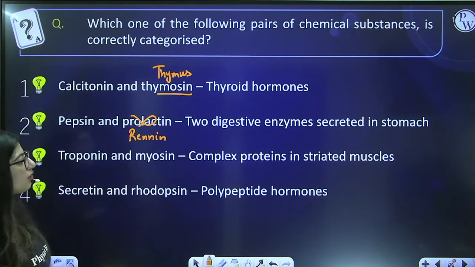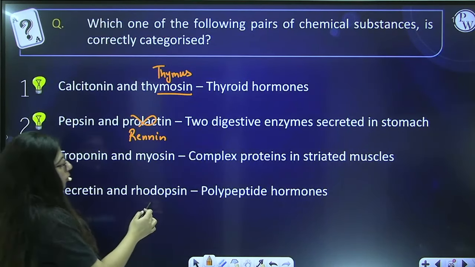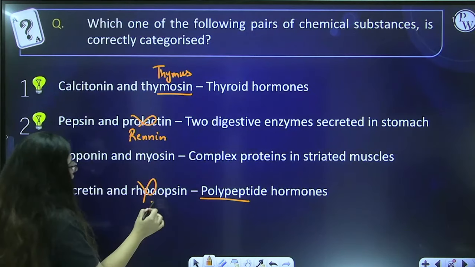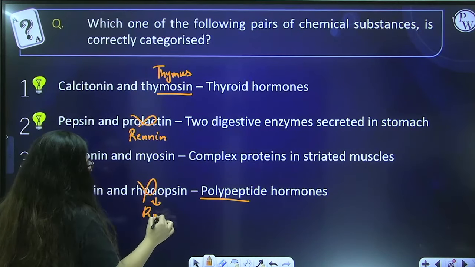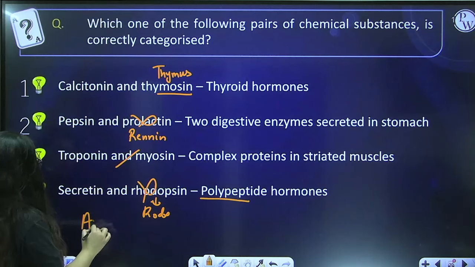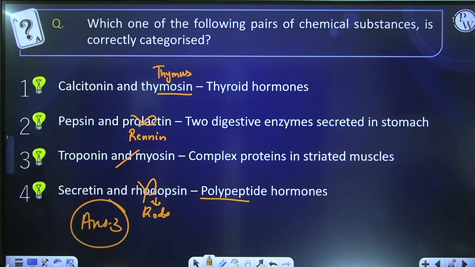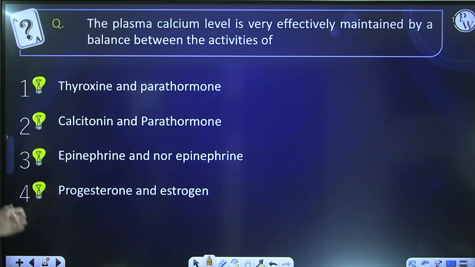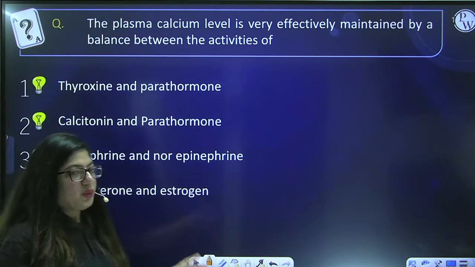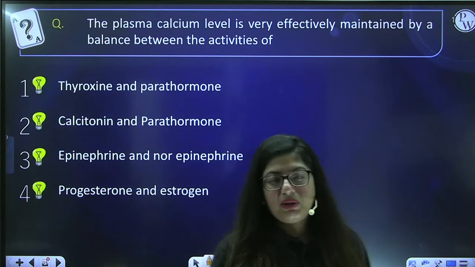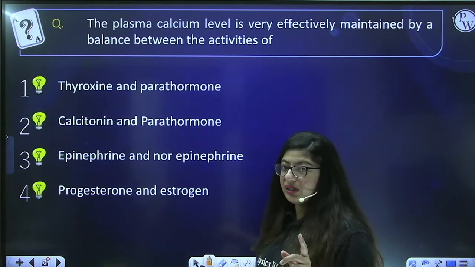Troponin and myosin, complex protein in the striated muscle. Secretin and rhodopsin, polypeptide hormone. Rhodopsin is present in the rods. So this one is absolutely correct. We have already done it in the skeletal muscle, and that's 3. Okay, next. The plasma calcium level is very effectively maintained by a balance between the activity of, okay, calcium level. Simple question. Who maintains calcium level? Two hormones. One is calcitonin, another PTH.